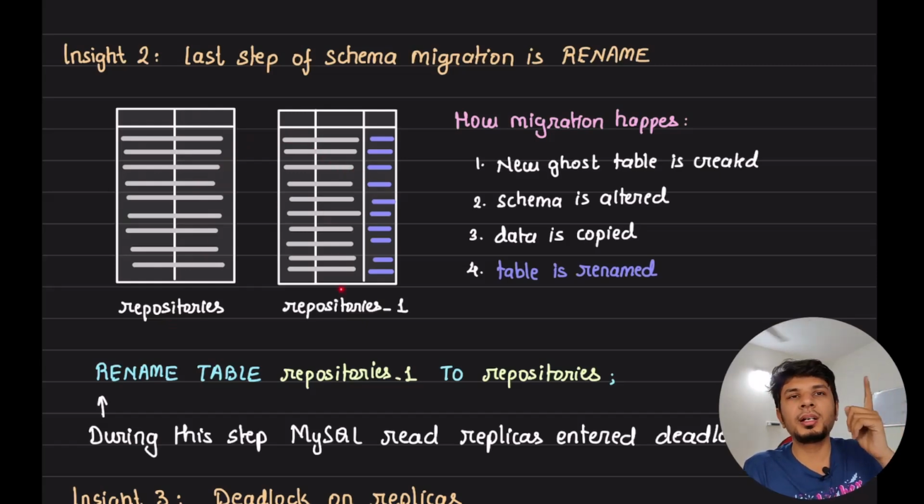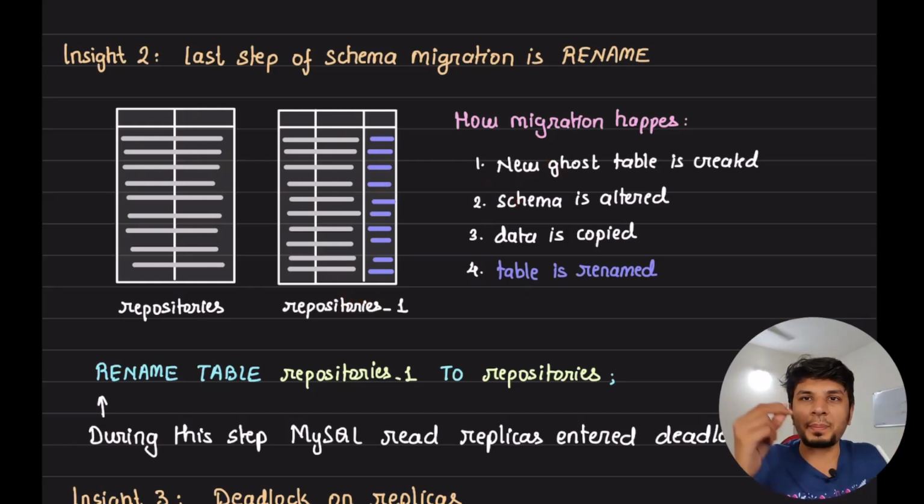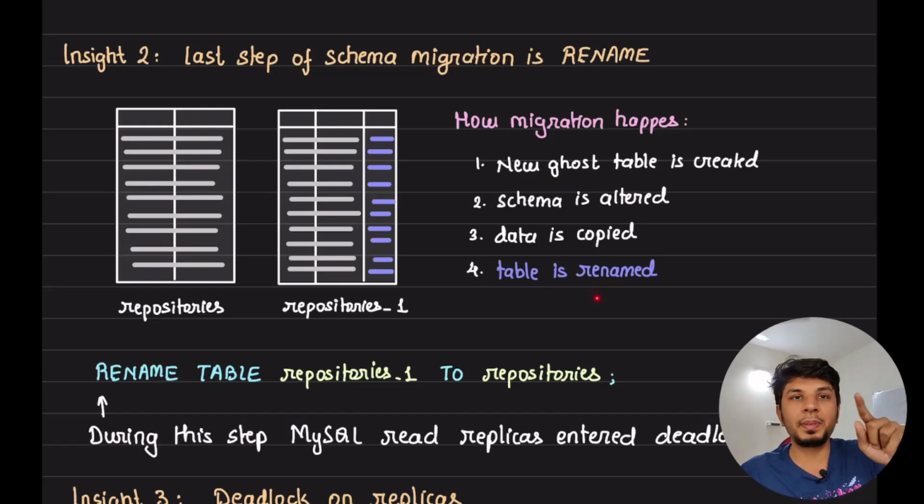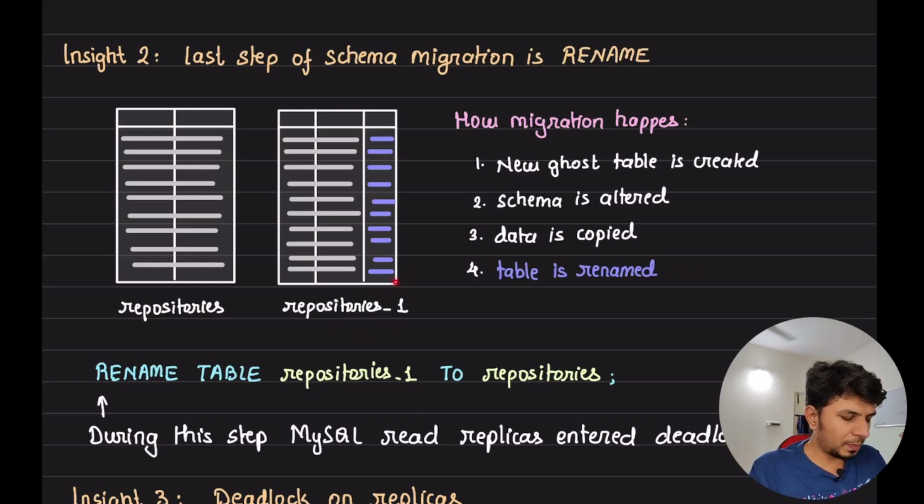We first create a ghost repositories 1 table with no data. Then we alter the schema on this blank table, so it happens in a flash. Once the schema is changed, we start copying the data from the repositories table to the repositories 1 table. And once the data copy is complete and both the tables are in sync, we rename the table. This is exactly what the folks at GitHub are talking about. The final step of migration is renaming the table, so that now your repositories 1 becomes repositories and you delete your old repositories table.